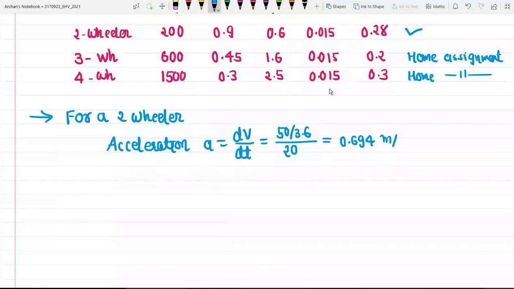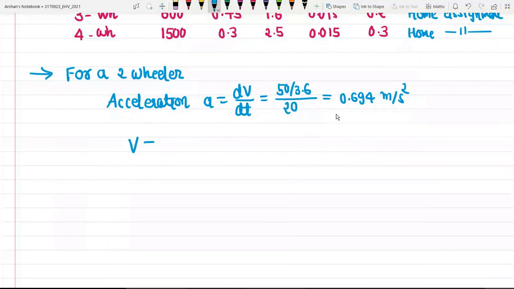Now we know one equation of velocity v. If you know the velocity v, then it is given by u plus at. So what is u? U in our case would be equal to 0. Initial velocity is 0. So my equation will now reduce to 0 plus 0.694 t. So this is our equation of interest.